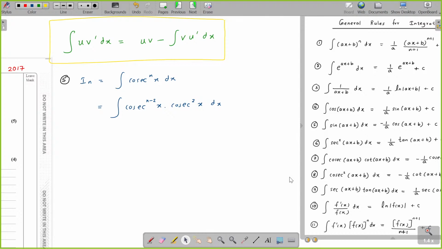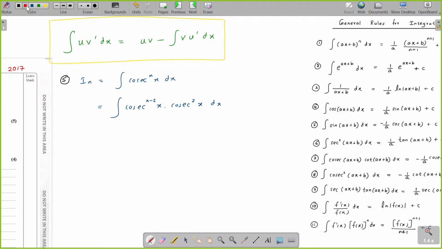I will first identify my u and my v dash. Who is u and who is v dash? The obvious reason I broke this up as cosec square is to integrate it, so this is going to be v dash. And this will be my u. Before we directly apply the rule, I prefer to have everything written properly. Let's write u equals cosec to the power n minus 2 x.